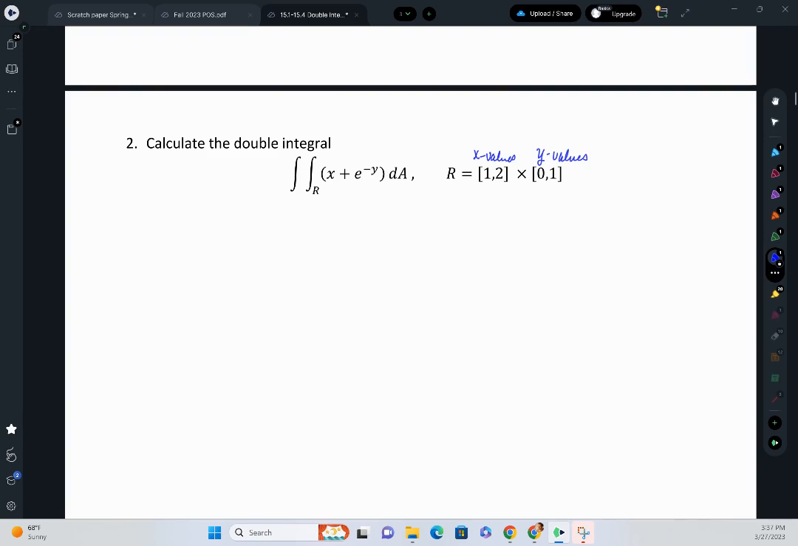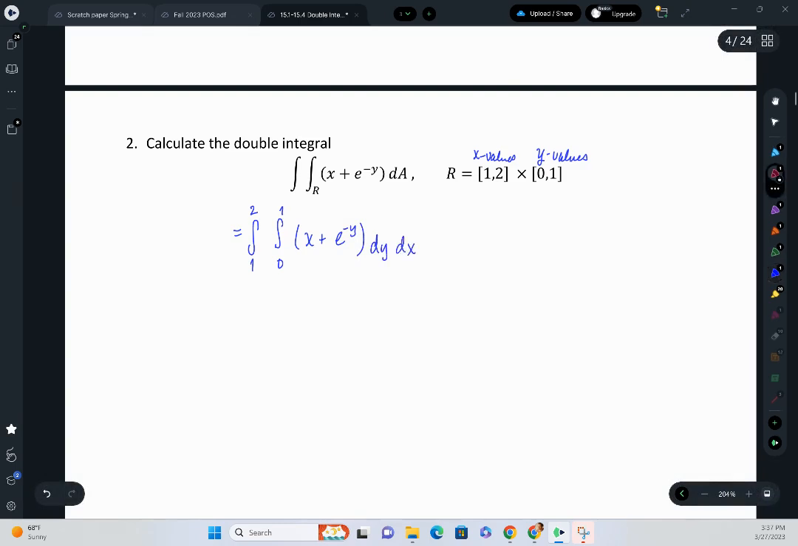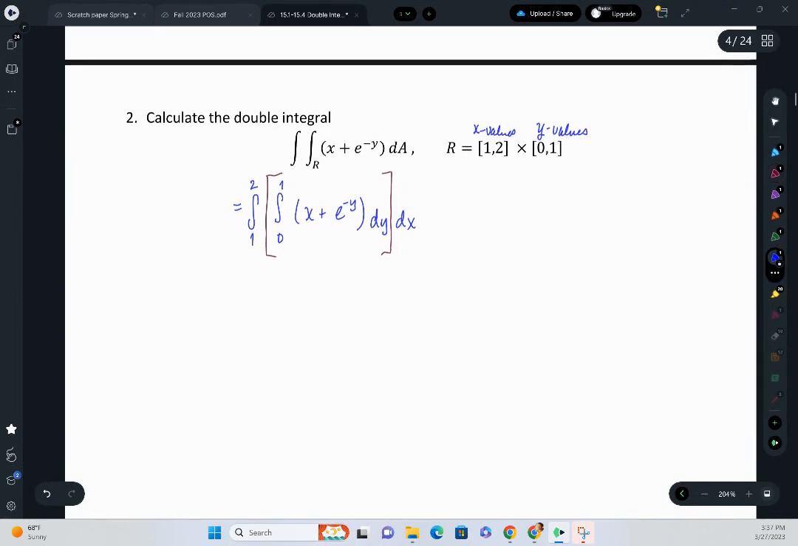So I'm going to write this as the integral, and I'm going to switch it up. My outer integral will now be my x values from 1 to 2. My inner integral will now be y values from 0 to 1. My integrand is x plus e to the minus y. Now, because the inner integral is y values, that means the inner differential is dy, and the outer differential is dx. Again, I'm going to put those brackets in so I can focus my eyes on what I need to do first. All right, so I'm integrating with respect to y.